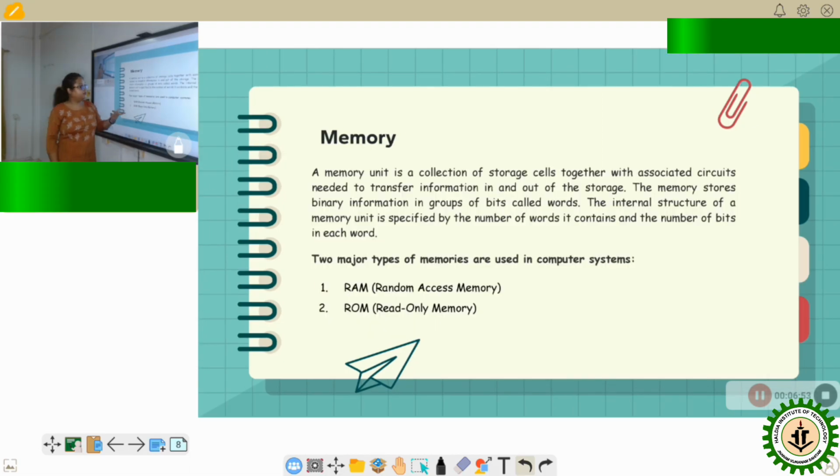Next is the memory. A memory unit is a collection of storage cells together with associated circuits needed to transfer information in and out of the storage. So memory stores the binary information in groups of bits called words. There are two types of memory. One is RAM and the other is ROM: random access memory and read-only memory.